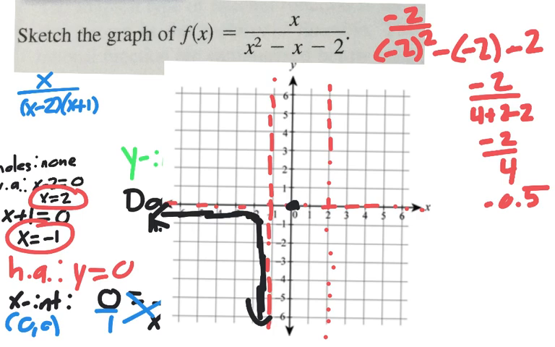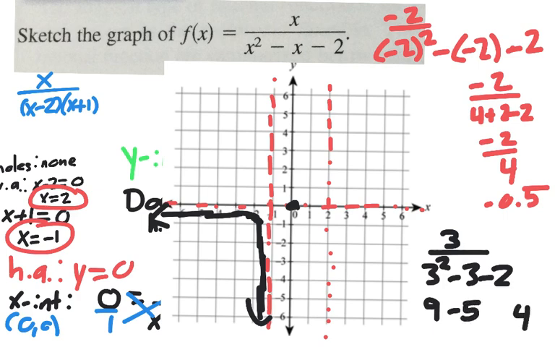I'm going to go ahead and do the right side because it's going to be just as simple. Once I know if it's on top or bottom, then I can fill in the rest around it. So I'm going to plug in 3. That gives me 3 over 3 squared minus 3 minus 2. So that's 9 minus 5, which is 4. So when I plugged in 3, I got 3/4 out, which again tells me everything I need to know on the right side of my graph. It's going to look something like that. It has to happen on the top side.